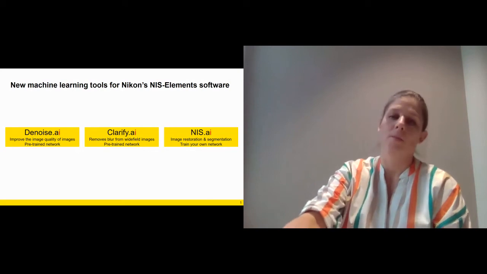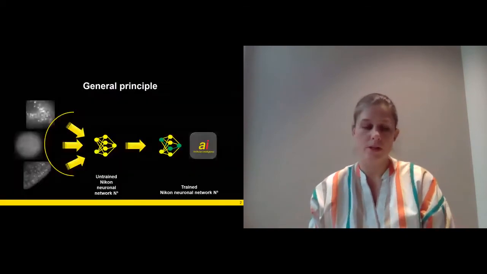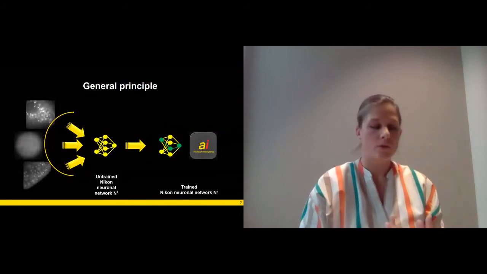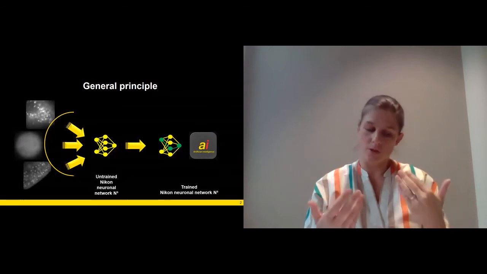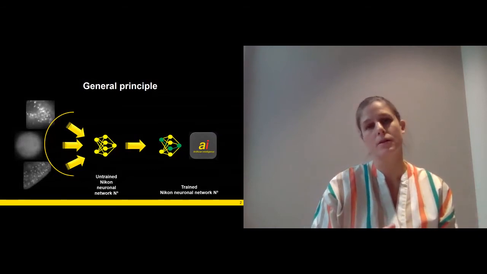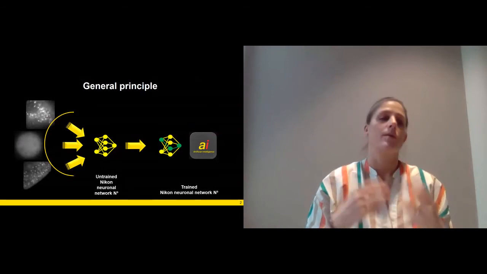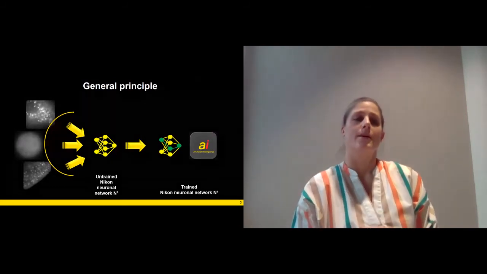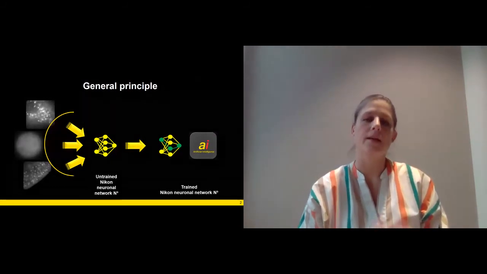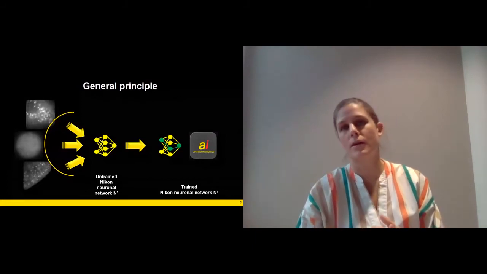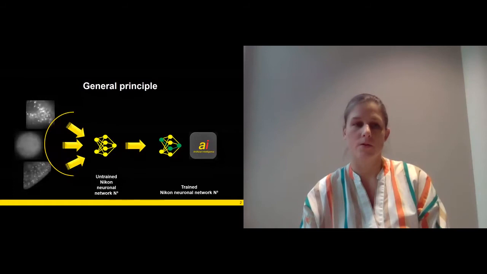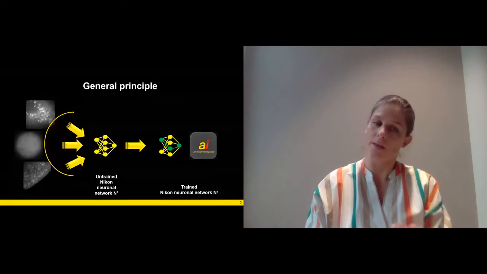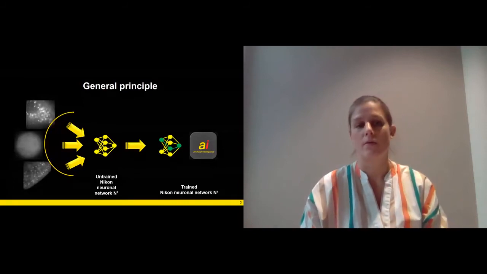But the general principle, no matter if it's pre-trained or you have to train it, is always the same. From a number of images, in which you identified your structure you're interested in or what you want to convert, or we identified the noise, or the out of focus blur, a network is trained, and then this trained neural network can be used over and over again. So as you can imagine, selection of the data which you use as the ground truth, so basically the data you train with, is very important.